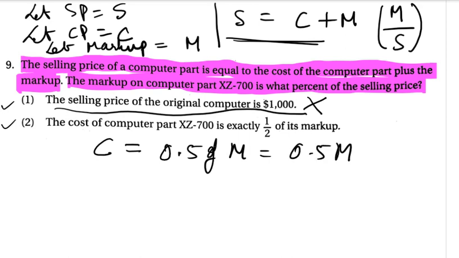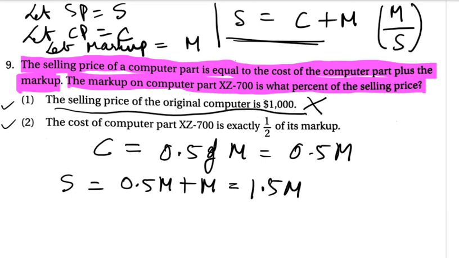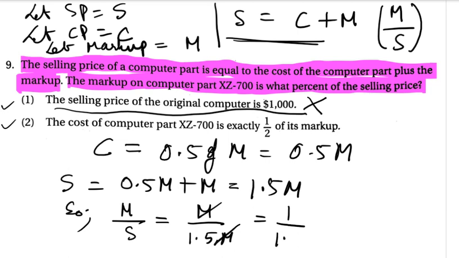Half of M, 0.5 M. Now if we substitute this value, then what do we get? If we substitute, then S we get as 0.5 M plus M, giving me 1.5 M, right? So M by S will be what? That will be M by 1.5 M, and cancel it out, it gives 1 by 1.5.